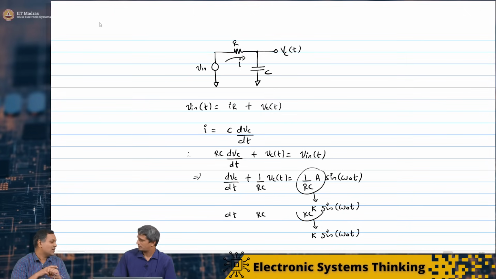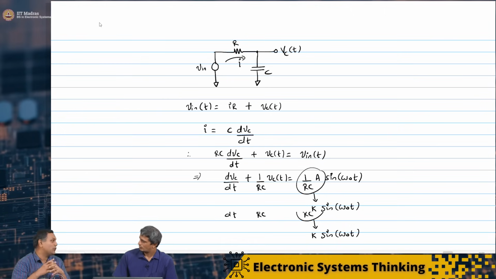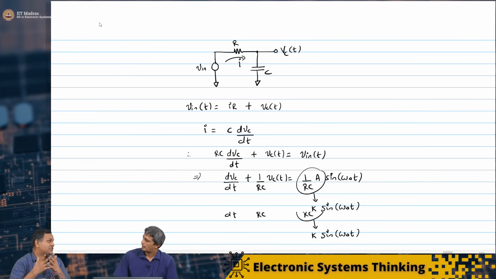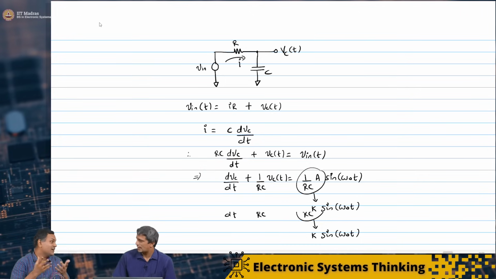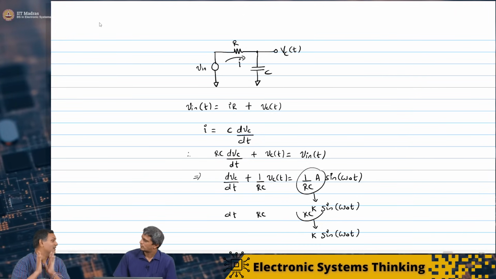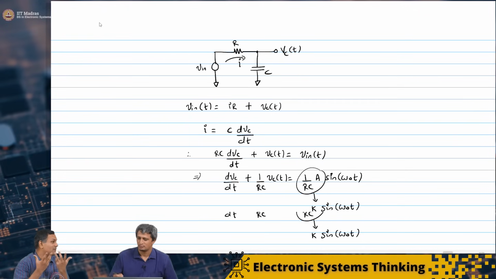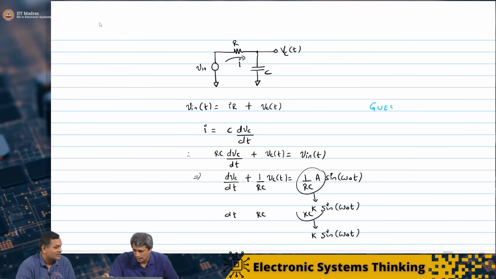So if I imagine that the result Vc of t is going to be a sinusoid, and I differentiate it, it's going to be a scaled sinusoid again. I can imagine that the result may be some kind of sinusoidal function. This is my guess.